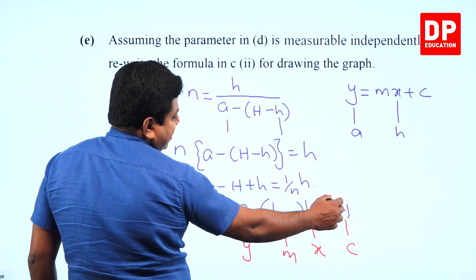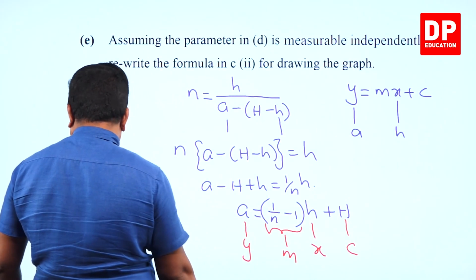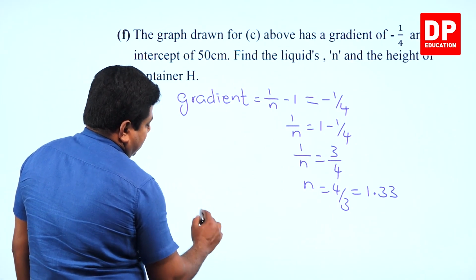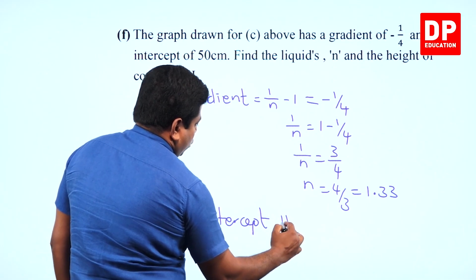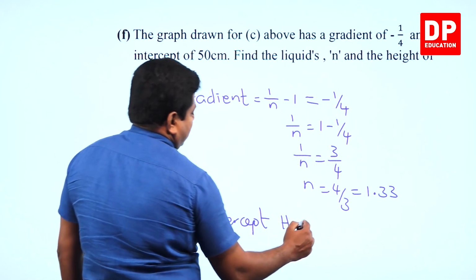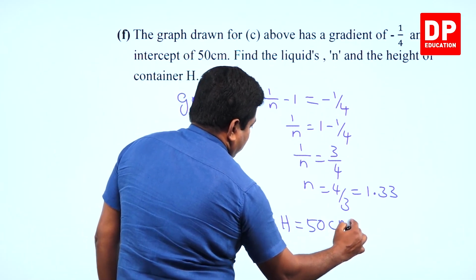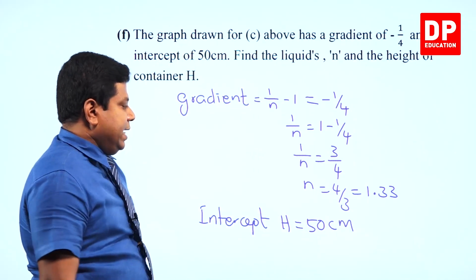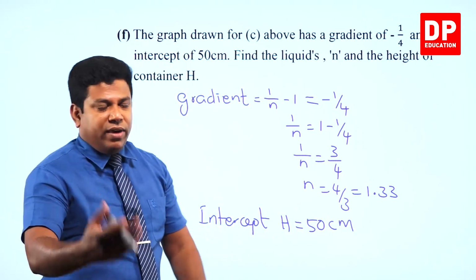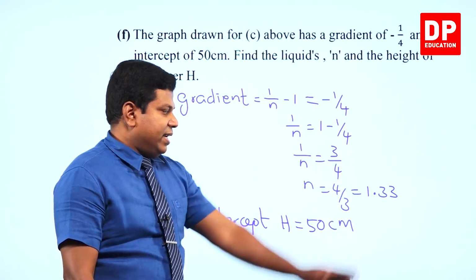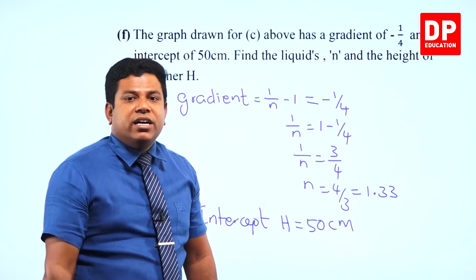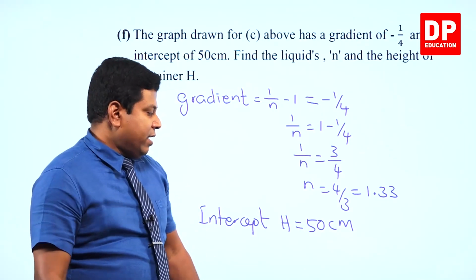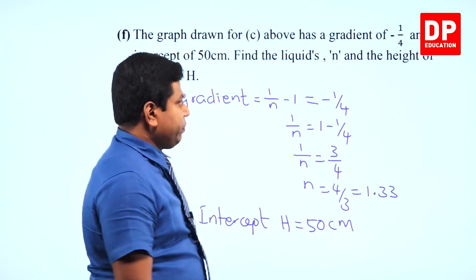Also they are asking you to find the height of the container, H. Straight away you can say intercept. Intercept is capital H, which means intercept is H. That is what we have got, 50 centimeter. Clear? So from the gradient you can find the refractive index, 1.33, and the intercept is giving you the height of the beaker, the height of the container, that is 50 centimeter.